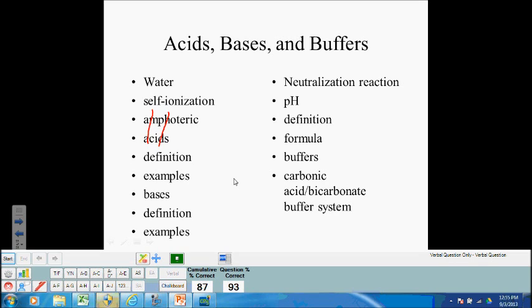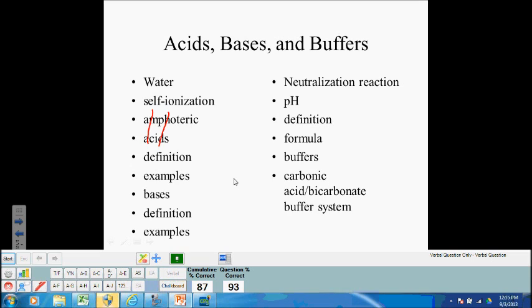Acids we're going to define as chemicals that give off H+. What are bases? They give off OH minus, hydroxide. Water gives off both, so it must be both, right? Both an acid and a base. So acids give off H+. Bases give off OH minus. Water gives off both, so it's both at the same time.